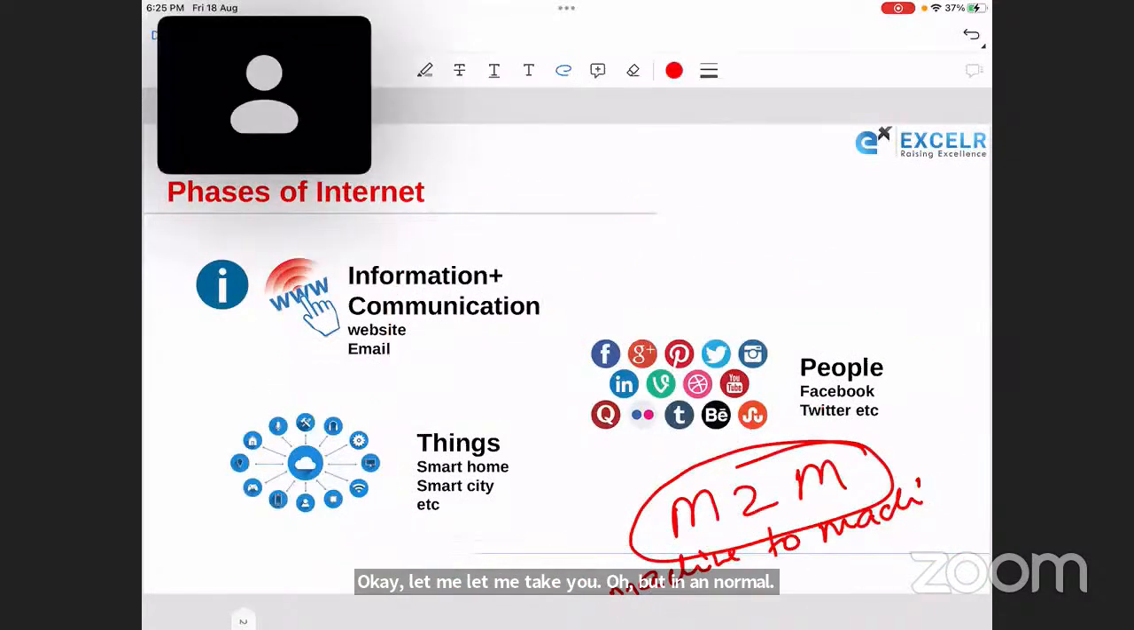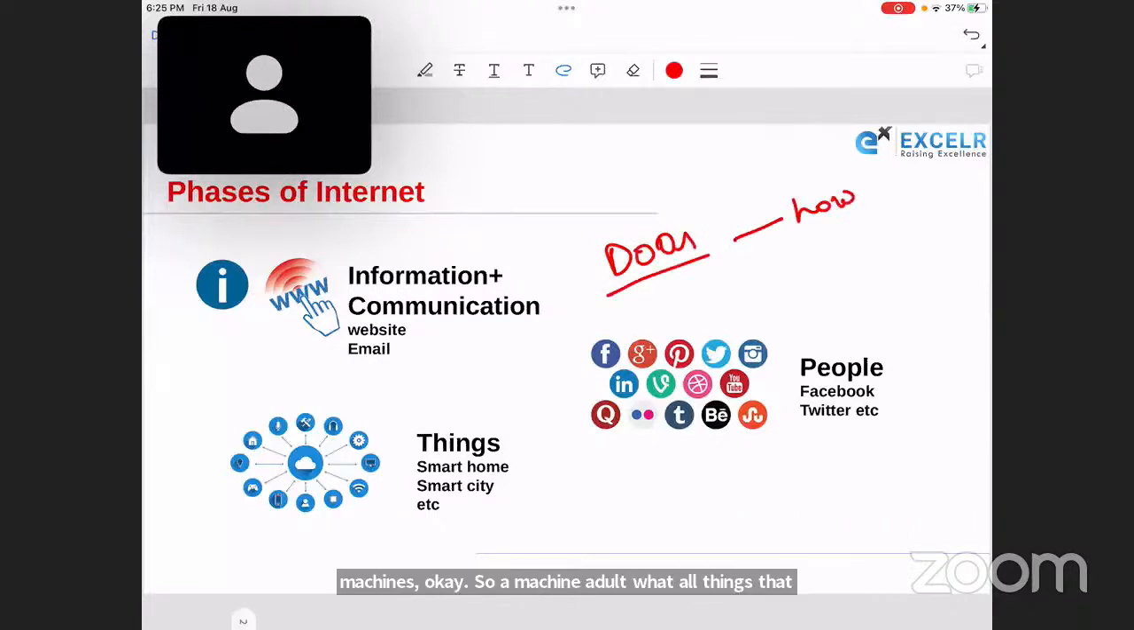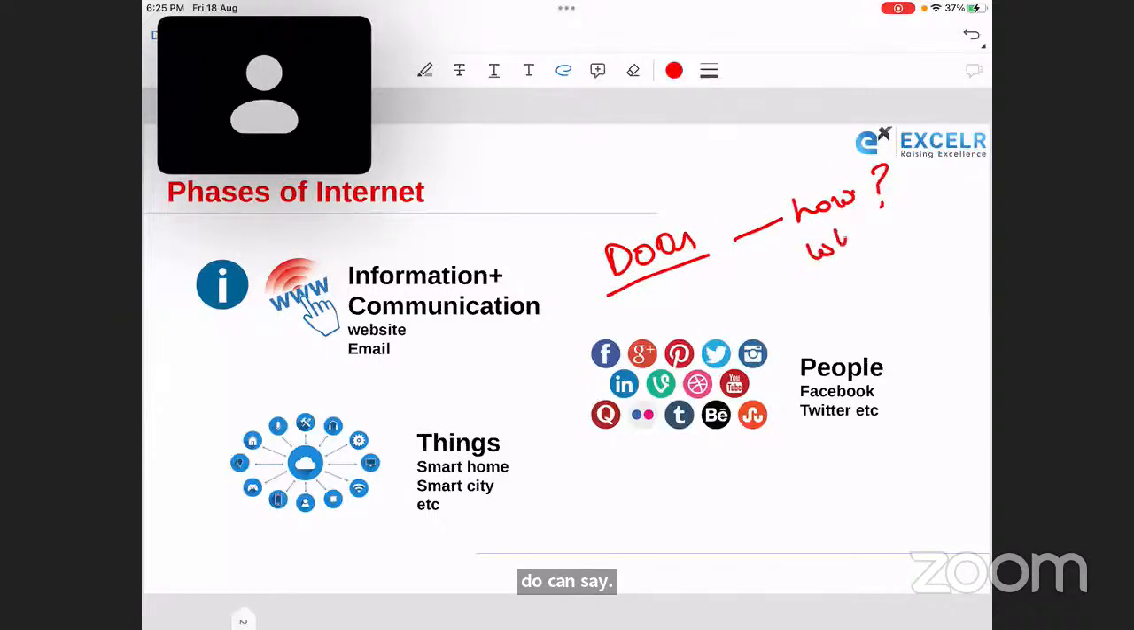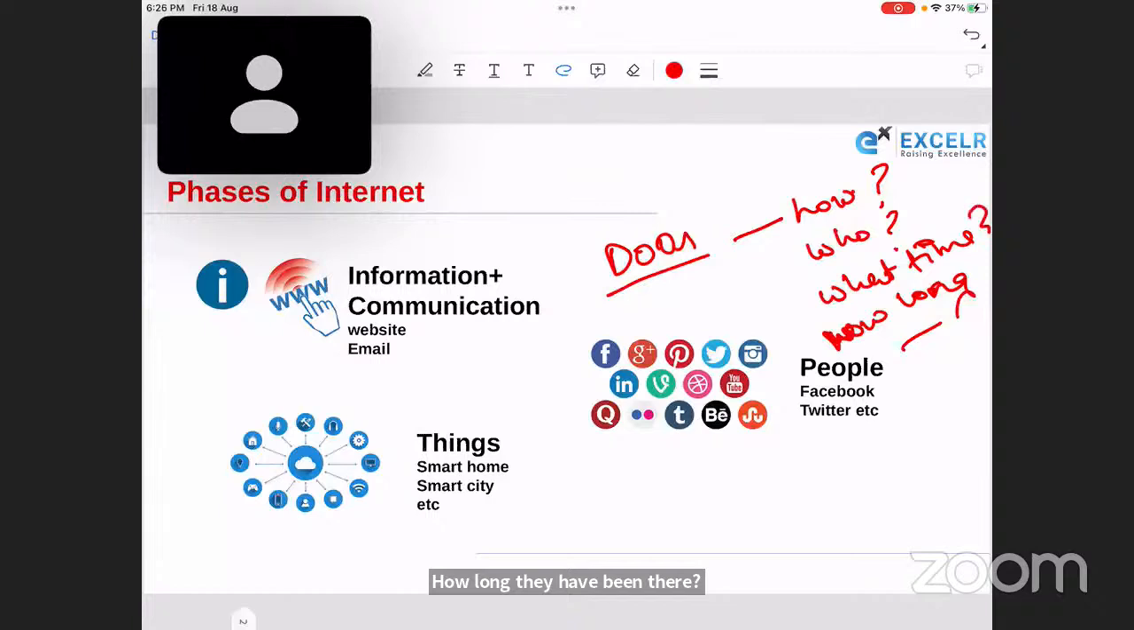So what is happening here? If you talk about machines, a machine, a door, what all things can a door say? A door can tell you how many people have come in, who has come in. It can communicate. You have mentioned those things, but I'm telling it from a very generic view: how many people have come in, who has come in, what time they have come, how long they have been there. These are just four things I'm saying. A door can tell you these things, right?